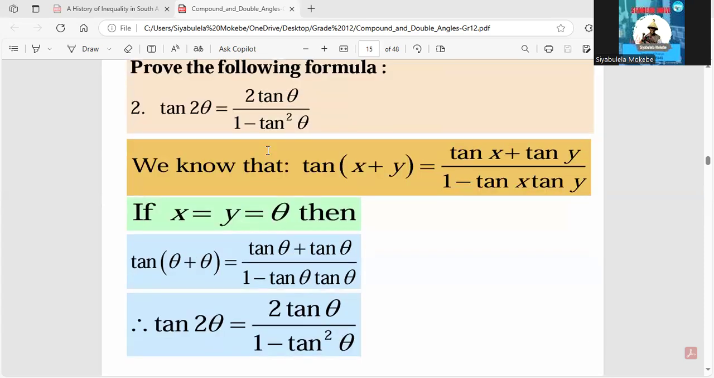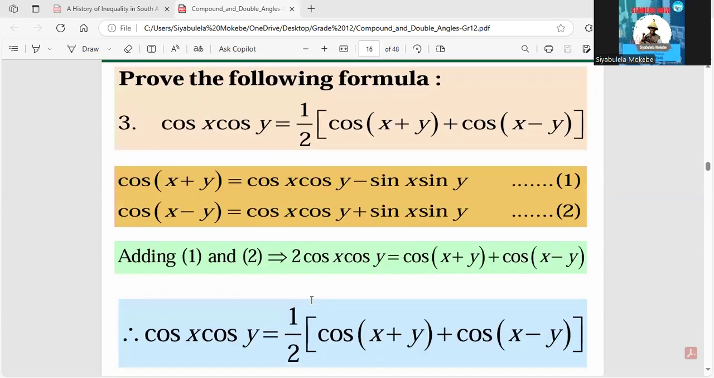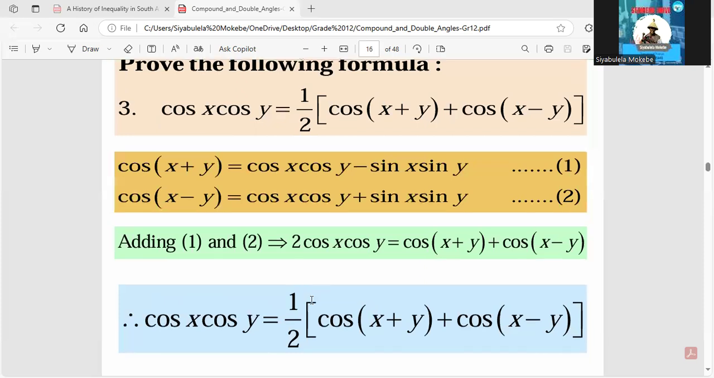However, now what we do is that instead of writing x plus y, we just write beta plus beta. So this becomes tan beta plus tan beta over 1 minus tan beta tan beta, which will then give you 2 tan beta over 1 minus tan squared beta. Then number 3, again, I think we've already looked at these ones as well.